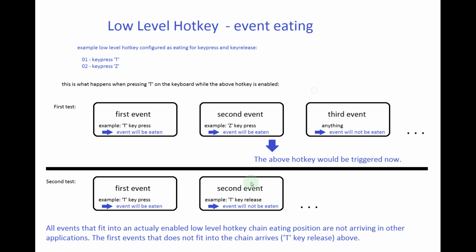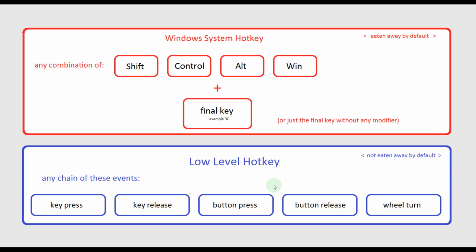Okay, now, in low level, we have an event chain recorded from all devices, including key release and button release events, if we want to. And we would have to exactly repeat what we have recorded to trigger the low level hotkey. And it is just recognized. What is happening on the devices is just recognized and is not eaten away, in contrast to a Windows system hotkey. But you can eat away events.